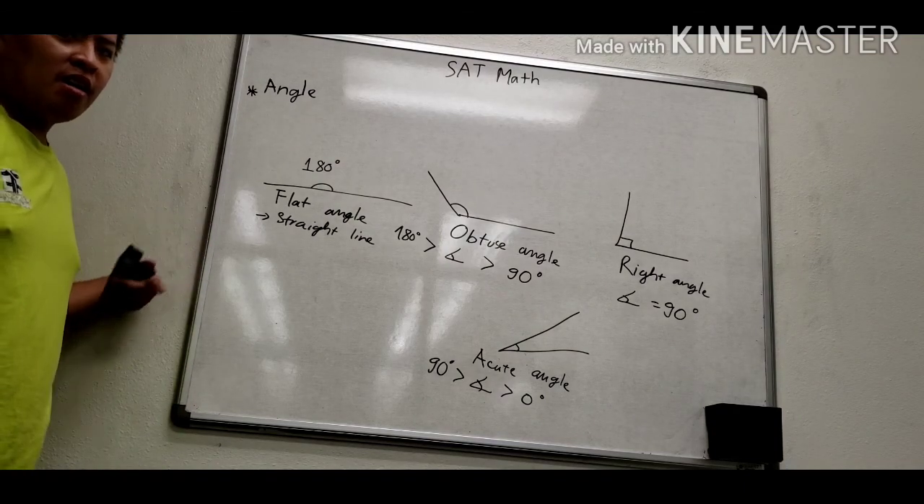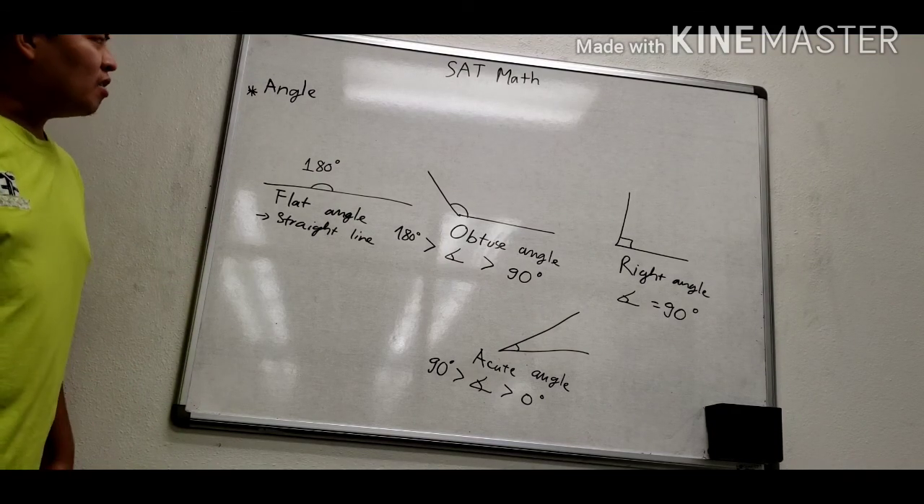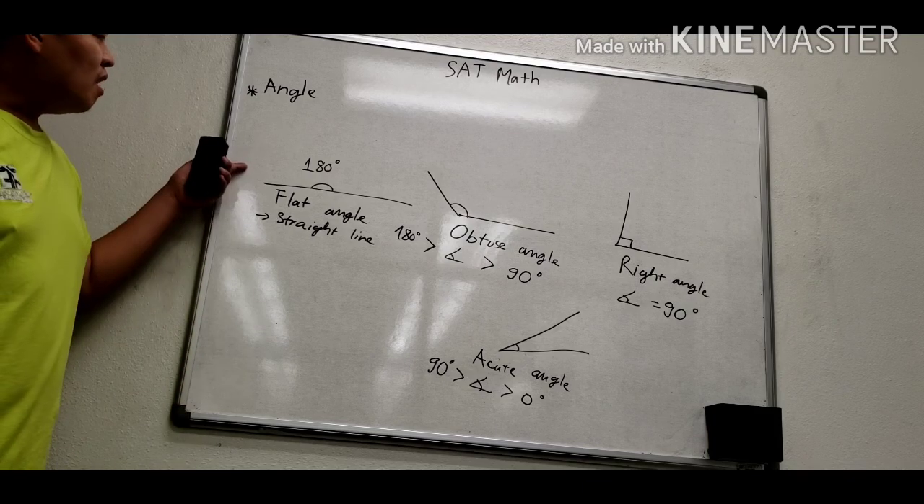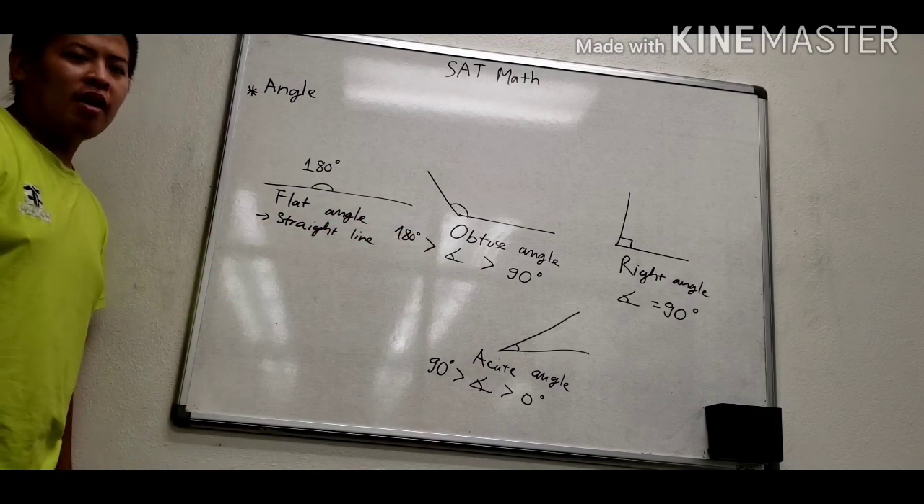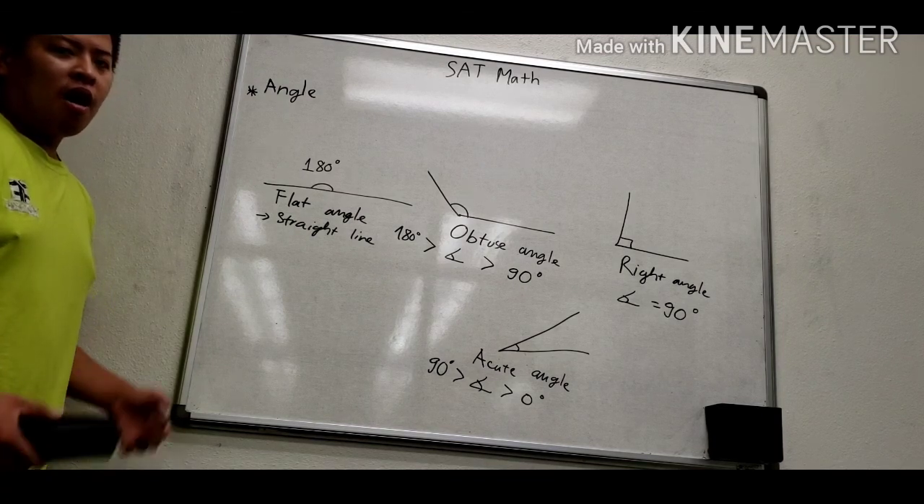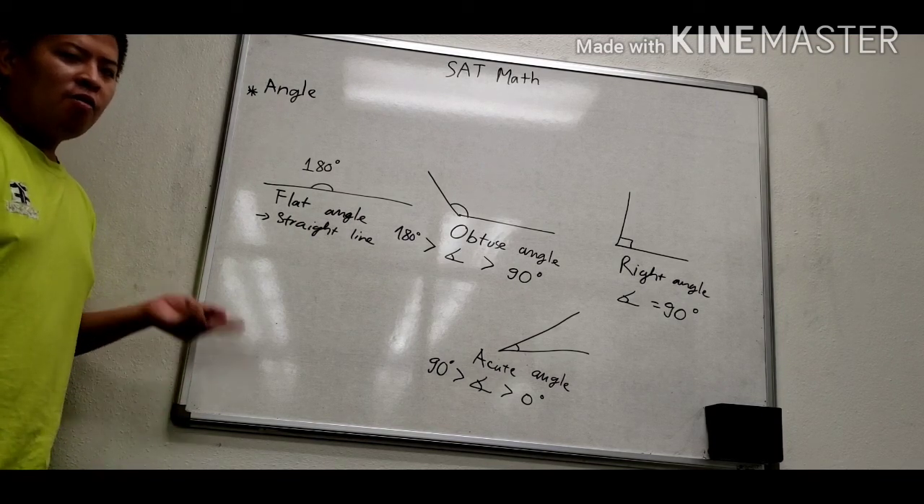This is the basic of the geometry on the SAT math. You need to learn about different kinds of angles so that you can learn different kinds of objects, such as triangles and rectangles.